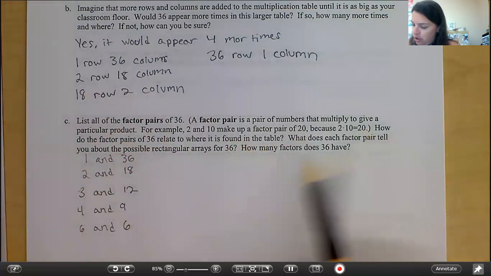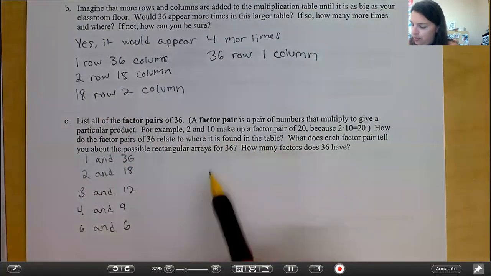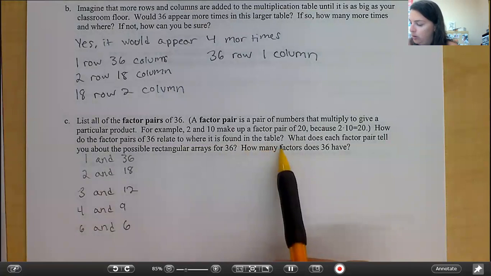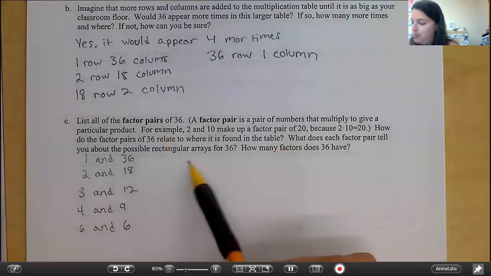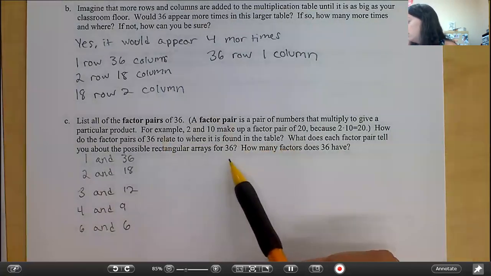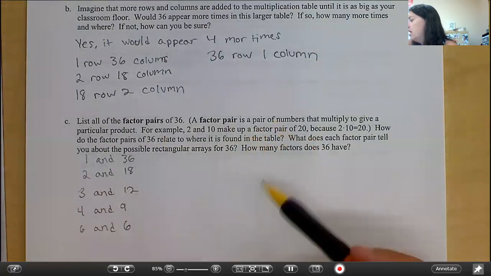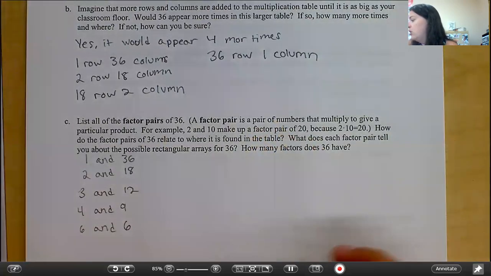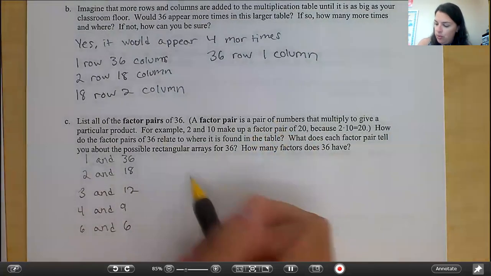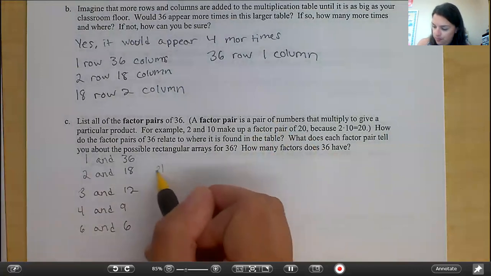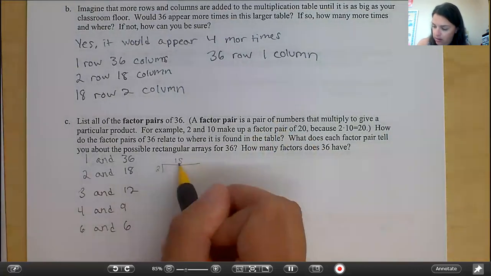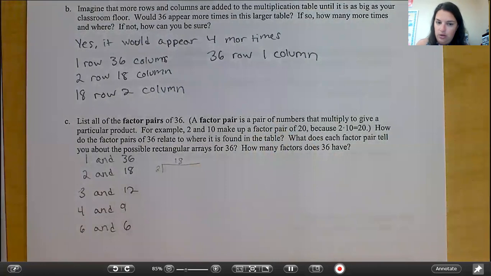So then you want to make sure, how do the factor pairs of 36 relate to where they are found in the table? And what does each factor pair tell you about the possible rectangular arrays for 36? So the factor pairs are the rows and columns, right? 1 times 36, so 1 and 36. And the factor pairs also describe the length and the width of a rectangular array. So we could do 2 by 18, and that would be the length and the width of a rectangular array.